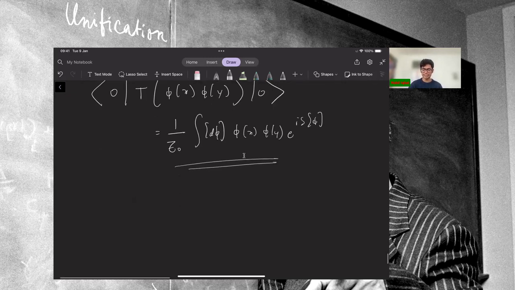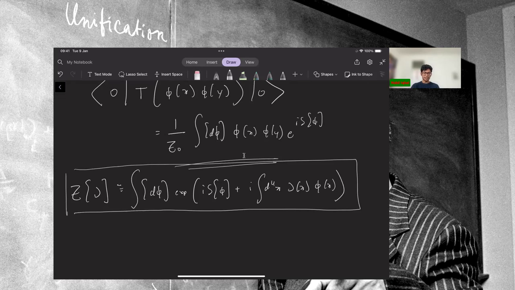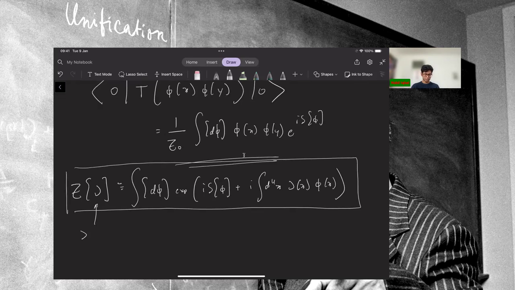So to do this, I want to define something. I'm going to define Z of J. Z of J is defined as the integral d phi, so the path integral, times the exponential of iS of phi plus i integral d4x, J of x, phi of x. Okay. So this is a definition of some quantity. Let me just explain what this means. Z of J is a functional, okay? So J here, J is a function, J of x. It's an arbitrary function.